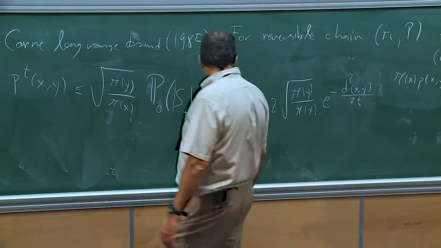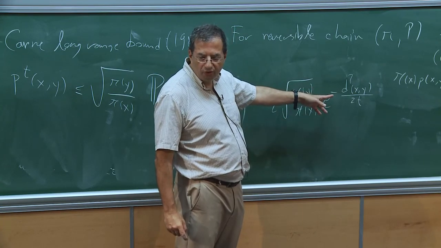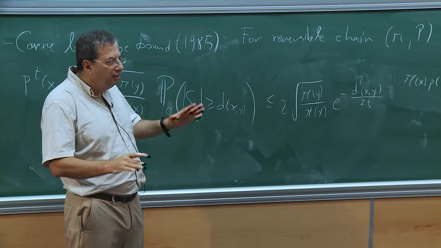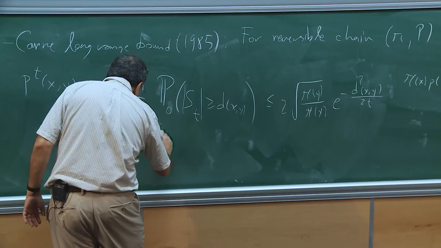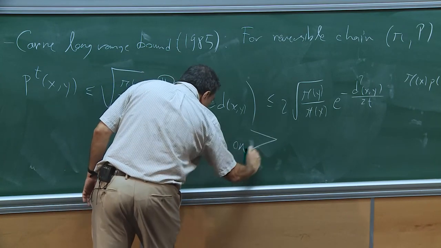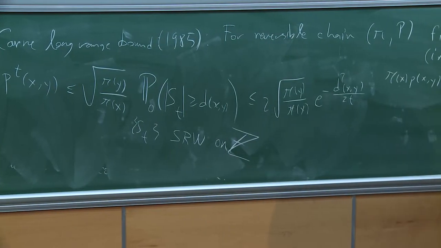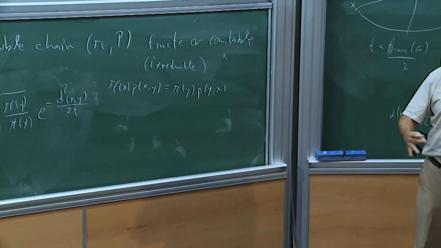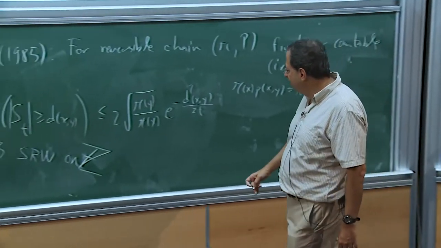Okay, now, the right-hand side, it's clear what it means. And you see a Gaussian tail. And note, this is not in Z^d, it's a completely general setting. And what is here, S_t is a simple random walk on the integers. So we have this completely general reversible chain, and we can bound the individual transition probabilities at time t by the probability that a simple random walk on the integers, the most friendly object, has gone distance bigger than d_xy. So what is d_xy?